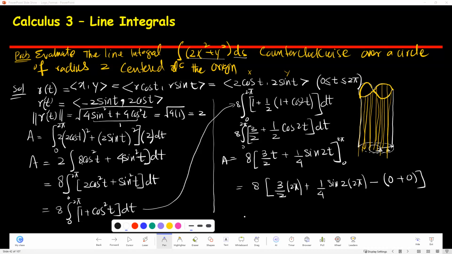Okay. If I solve this one, it's going to be 3 times 2 pi, and sine 2 pi also becomes 0. This guy also becomes 0. I'm going to take 8 times 3, which is 24, divided by 2, so this 2 cancels, so it's going to be 24 pi. That is my answer.